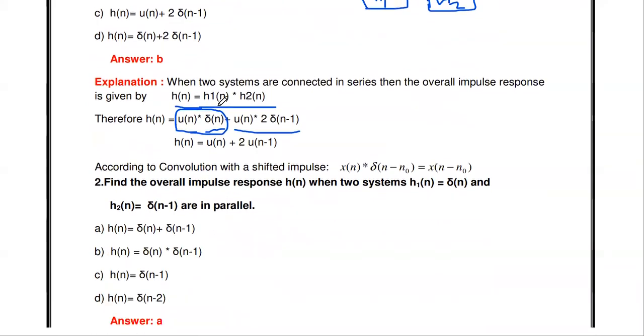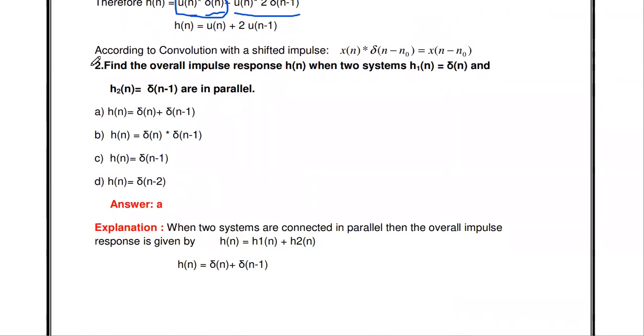Then the next question. Find the overall impulse response when two systems, h1 of n equal to del of n and h2 of n equal to del of n minus 1, are in parallel. Here the two systems are connected in parallel. The first system has the impulse response del of n and the second system has the impulse response del of n minus 1. What is the overall impulse response?